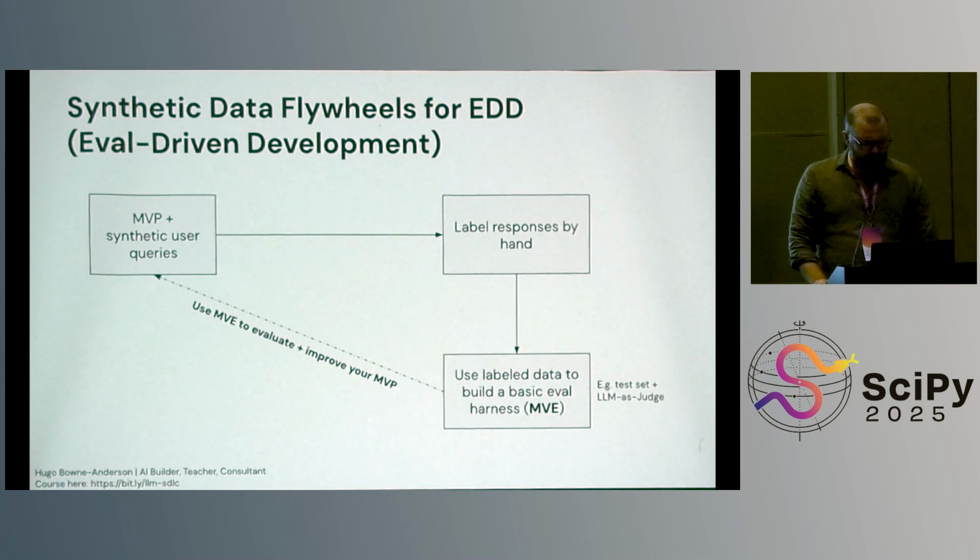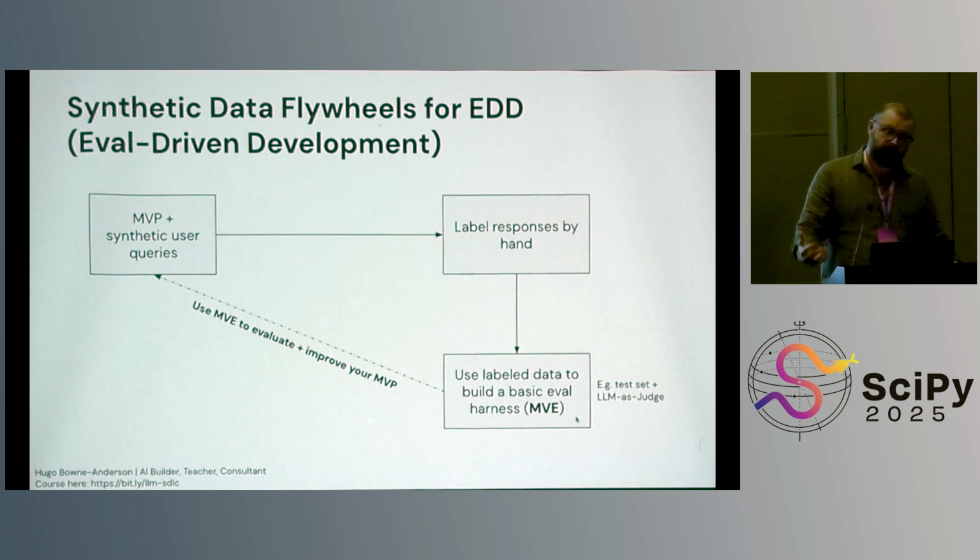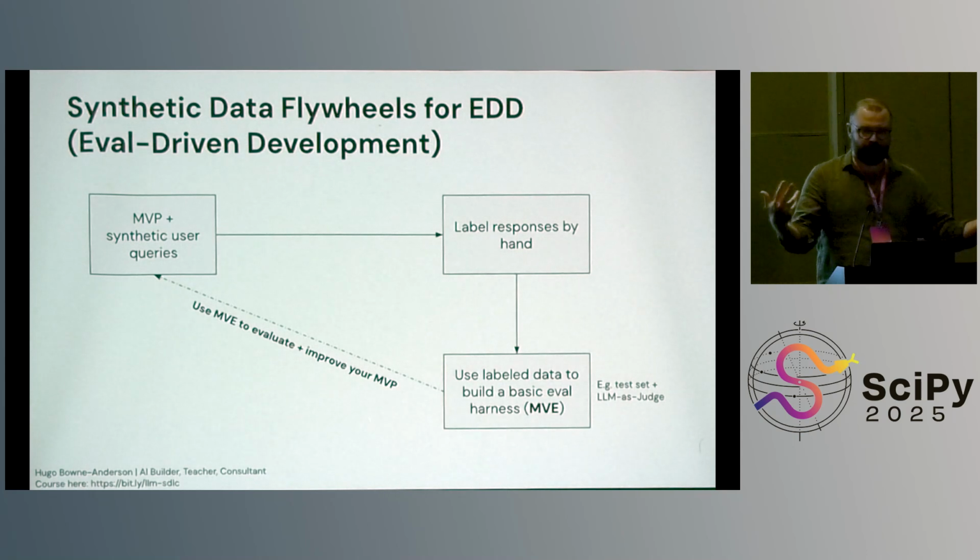So essentially what you do is you build your MVP, you have some synthetic user queries, and this goes beyond synthetic data when you have actual real users. You label responses by hand, and then you use your labeled data to build what's called a basic evaluation harness. Don't be scared of the term harness if you haven't heard it before. Essentially, it's a .py file.